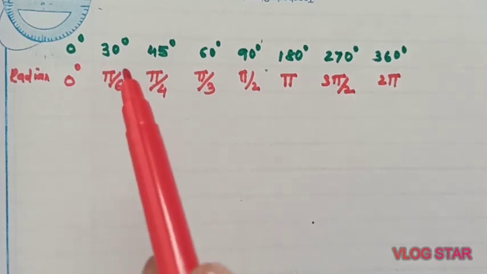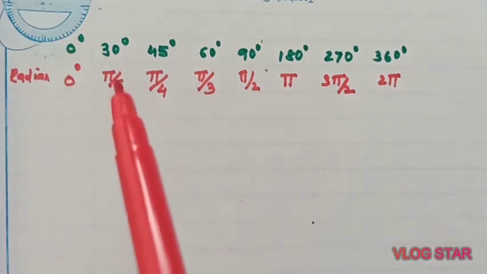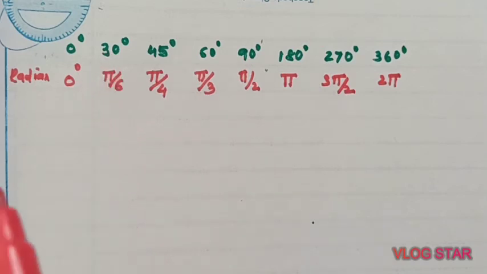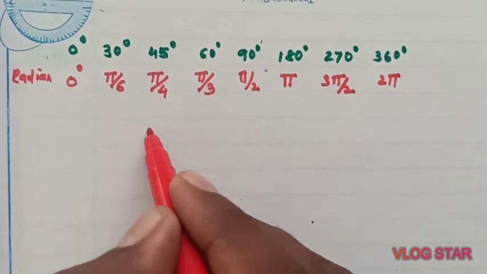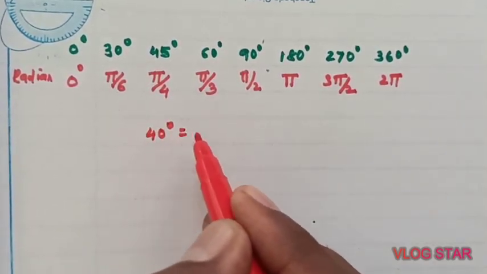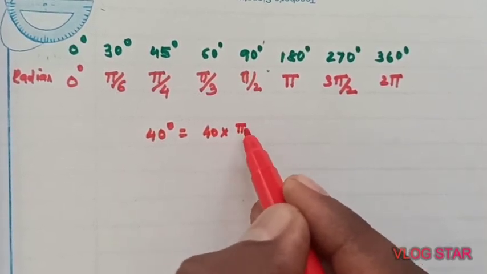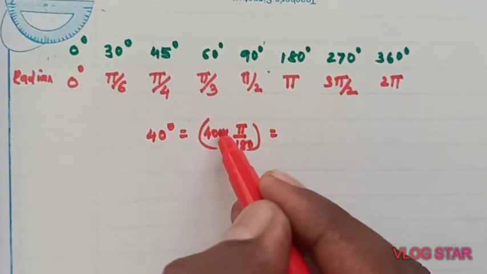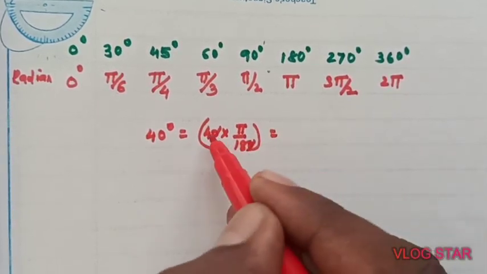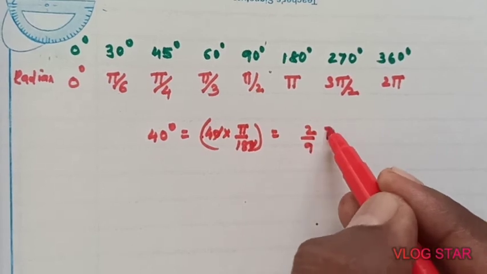As you know the conversion factor, degree to radians, simply multiply by pi upon 180. For example, again I will repeat an example. If you want 40 degrees to be converted in radian, so 40 into pi upon 180, whatever it may be, in decimal also, no problem. So this is 2 by 9 after reduction, 2 by 9 pi.